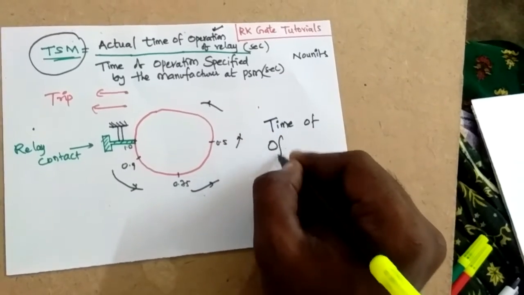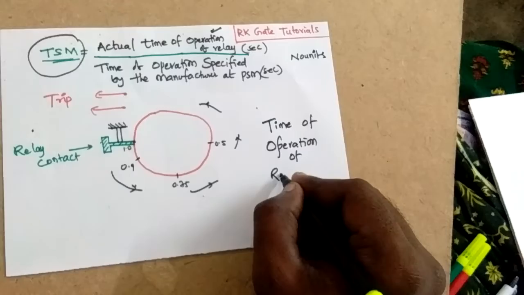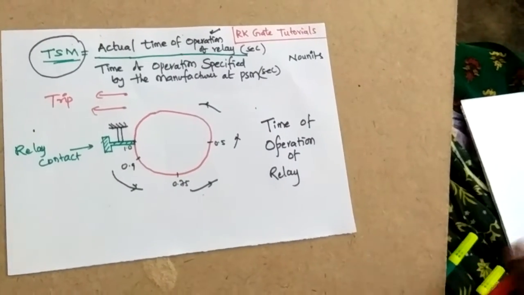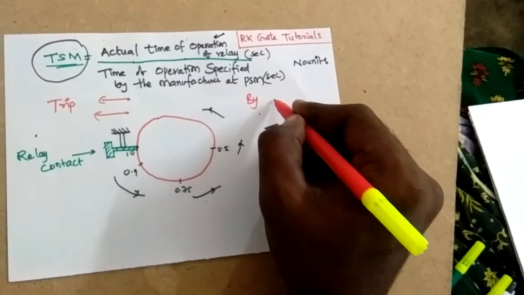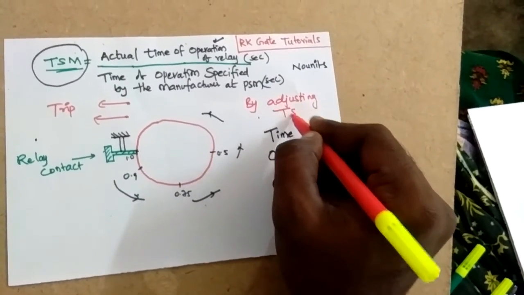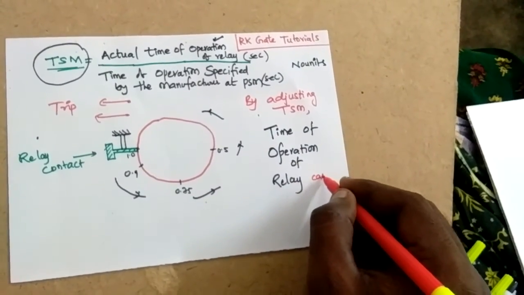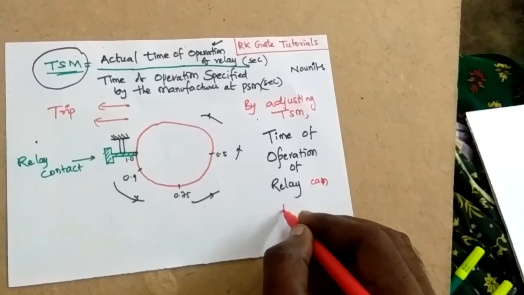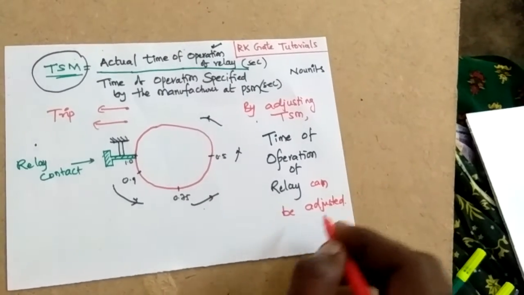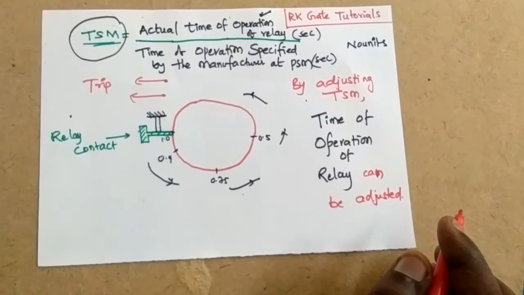How can you adjust the time of operation of the relay? By adjusting the TSM. The time of operation of the relay can be adjusted. So this is what we have to see. I hope you understand how to adjust the time of operation of the relay.